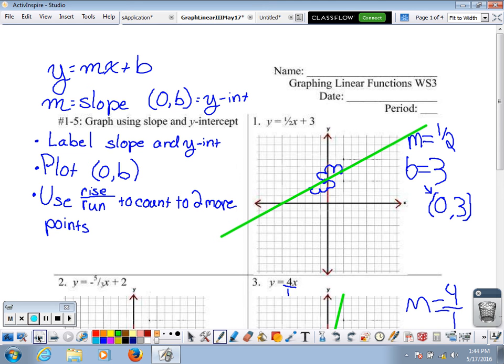Just be really careful about your counting. Be really careful about your arithmetic. If those points are not in a straight line, that means something went wrong. Go back and fix it. But once they are in a straight line, draw the straightest line you can through all 3 points. And that's how you graph a linear function.